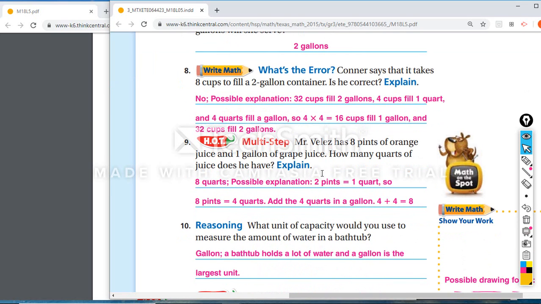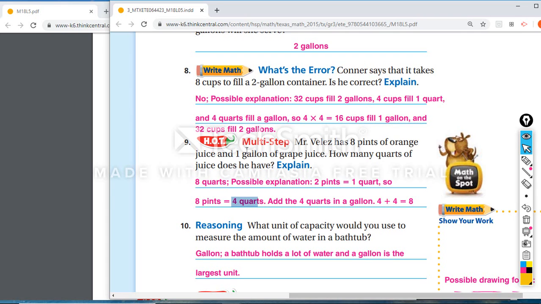So again, we know that 2 pints equals 1 quart. Okay, we know that. So these 8 pints are going to equal 4 quarts, because we know 2 pints equal 1 quart. So we're converting the pints into quarts. I divide 8 by 2, I get 4.